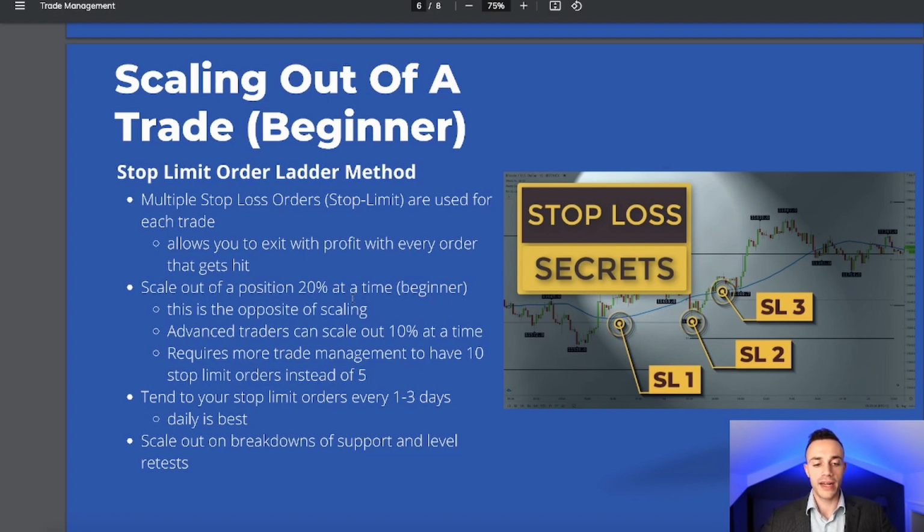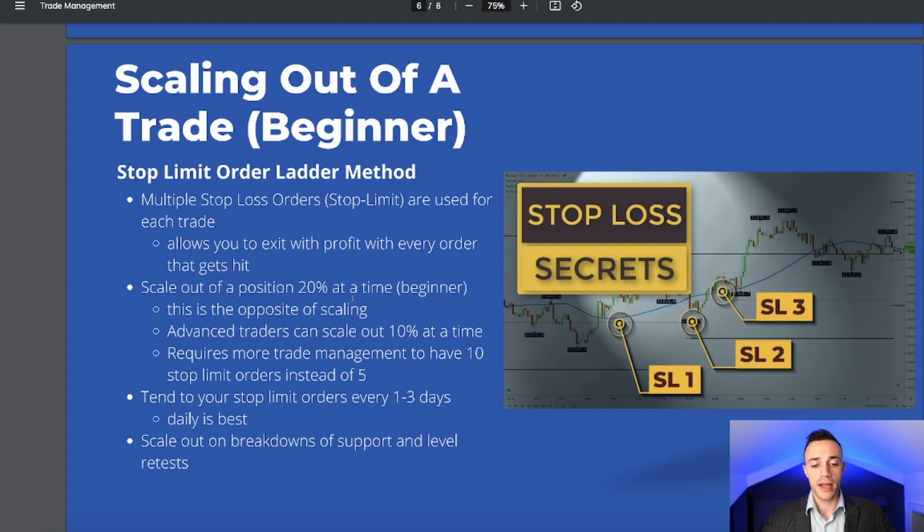All right, if you're more advanced, you can scale out 10% at a time, but just know that means you're going to have to be managing 10 stop limit orders, which is why I say if you're a beginner, well then use 20% at a time. Okay, so this requires more trade management to have 10 stop limit orders instead of 5, like I just said.